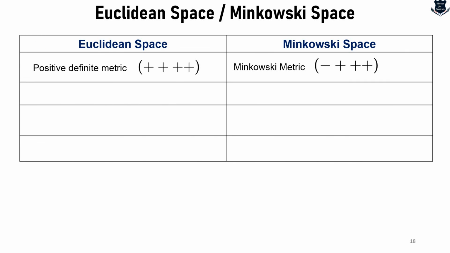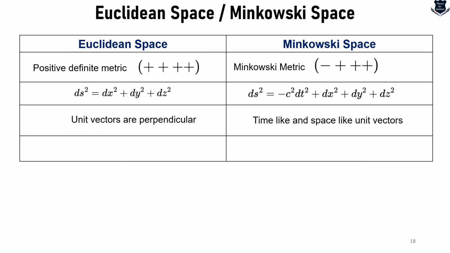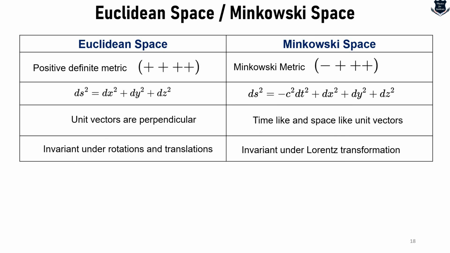And the positive definite metric I showed, by squaring we get the positive. But here we have a mixed metric because we have a negative sign. This is ds squared equals dx squared plus dy squared plus dz squared. Here we get a minus c squared dt squared. Also, the unit vectors are perpendicular. Here there are time-like and space-like unit vectors, and this is invariant under rotations and translations. I am talking about Euclidean space here, and Minkowski space is invariant under Lorentz transformations.